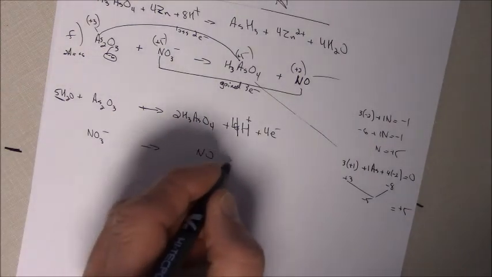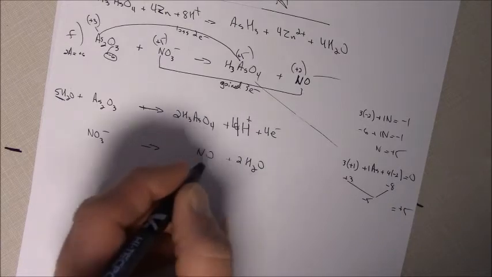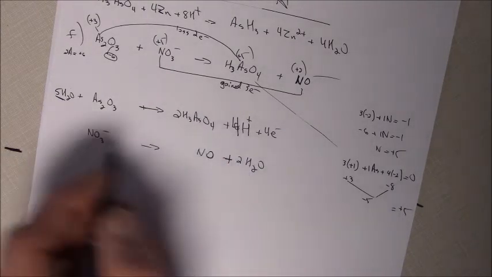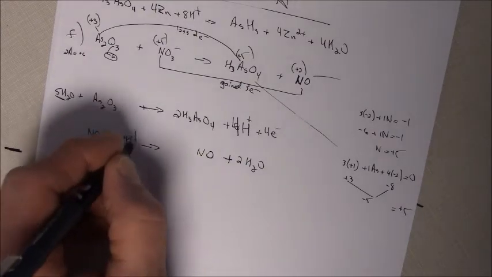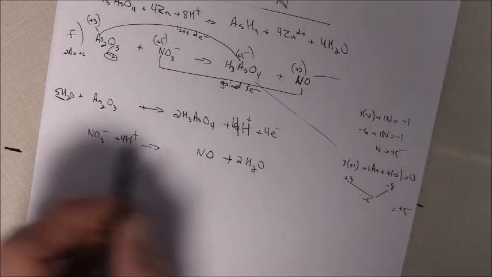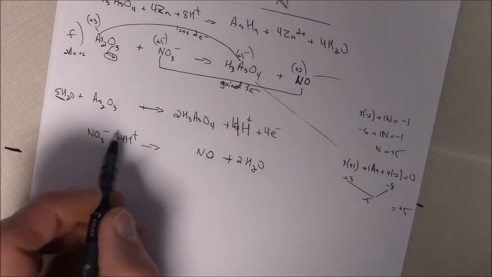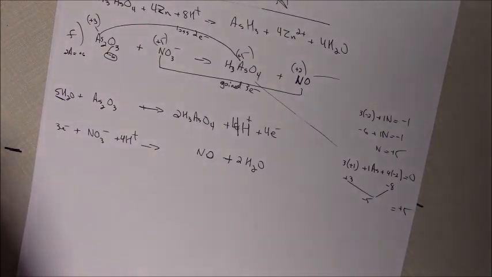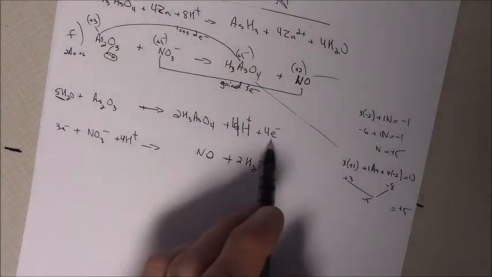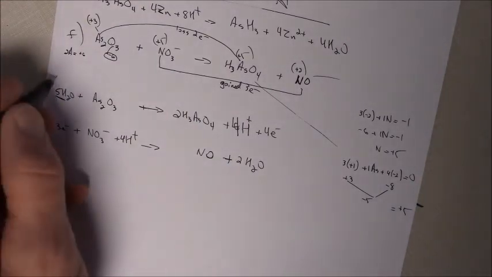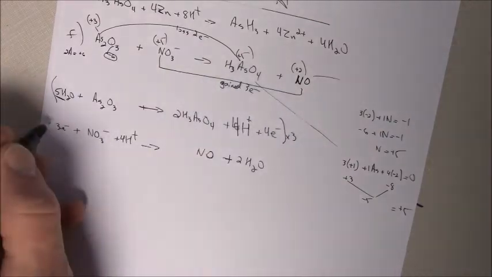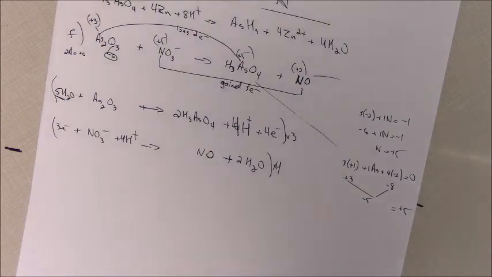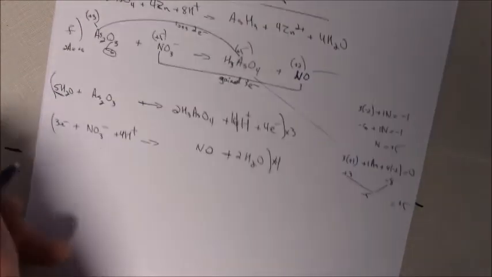3 oxygens, only 1 here, so you need 2 H2Os. 4 H's, none over here, plus 4 H pluses. This side has no charge, this has a -1 plus 4, you're at +3, so 3 electrons need to be there. This is transferring 4, this is transferring 3. So we're going to have to multiply this by 3 and this one by 4, the common denominator sort of effect. So let's rewrite this just to show it.